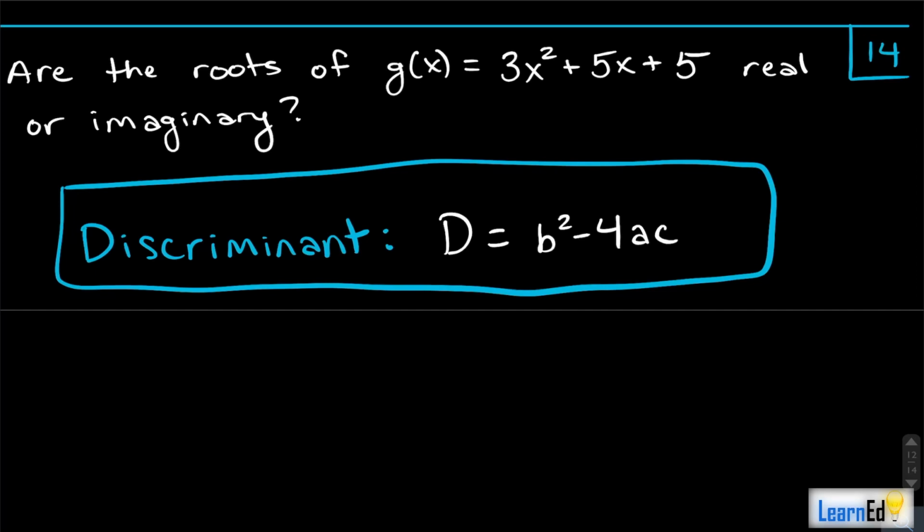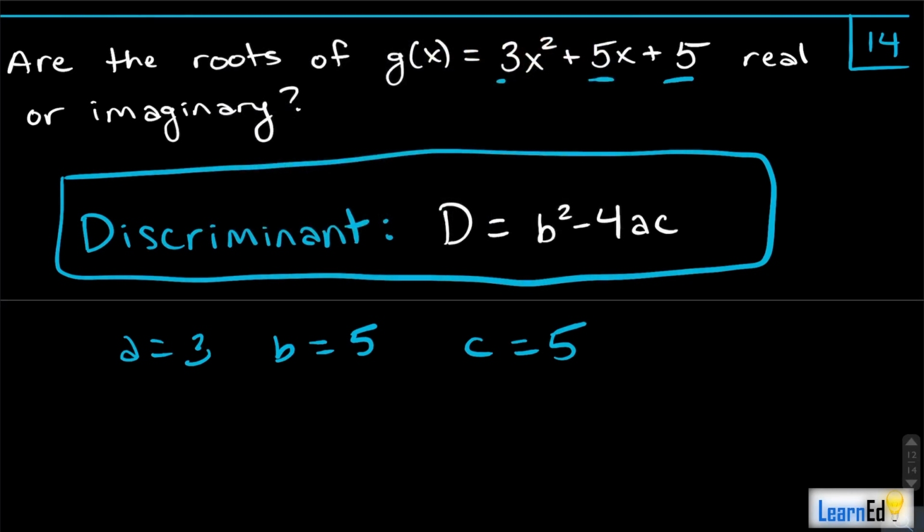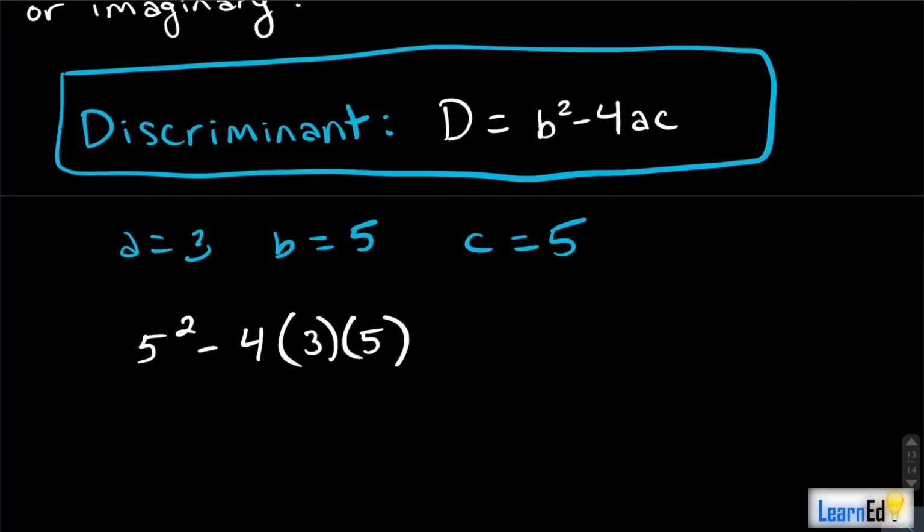Okay, so let's see what this is. First off, we have to label what a, b, and c are. So a is 3, b is 5, and c is also 5. Let's plug those into our discriminant. 5 squared minus 4 times 3 times 5. So we get 25 minus 4 times 3, which is 12, times 5 is 60. So we get something negative, and in this case it will be negative 35, I believe.